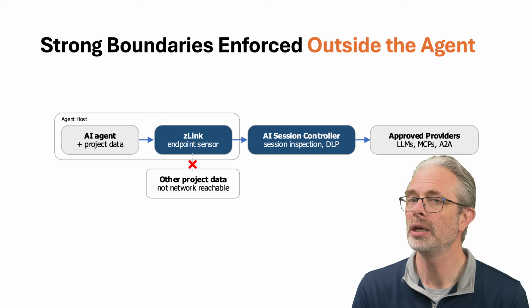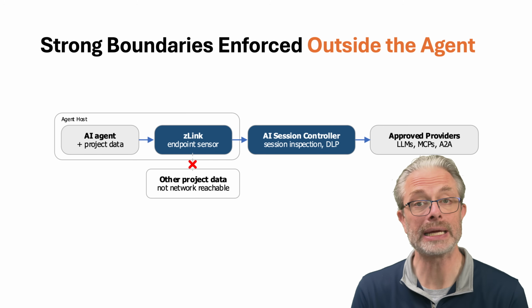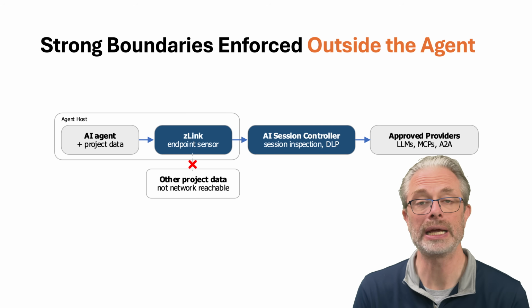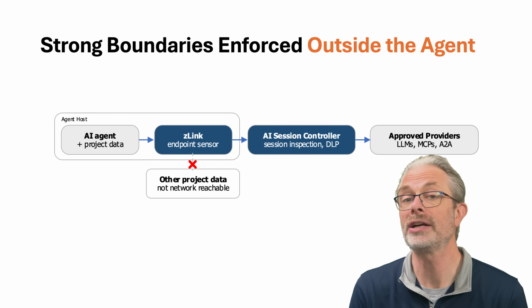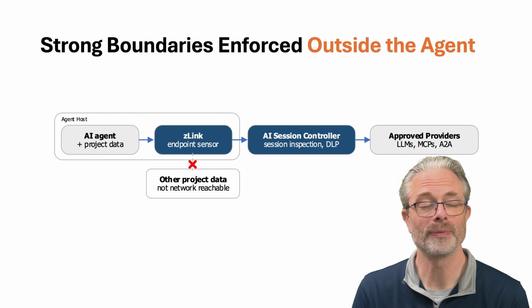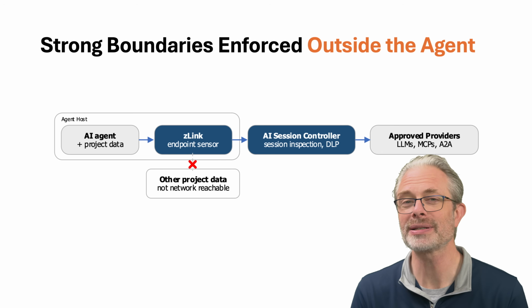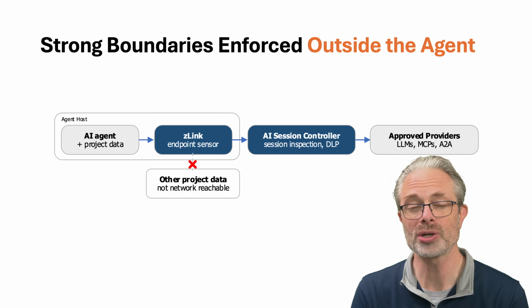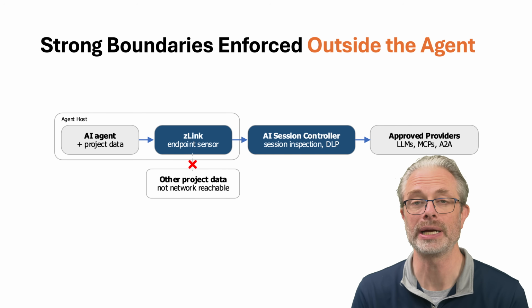Strong boundaries enforced outside the agent, combined with session inspection, are the only way to ensure compliance. In Zentera's model, the Z-Link endpoint sensor identifies the agent and its project at the host, whether sanctioned or shadow, and enforces network reachability. All agentic traffic, whether it's from the agent or spawned processes, is routed to the AI session controller for inspection and compliance with expected behavior. This model establishes the basic processing for a single agent on a single host.